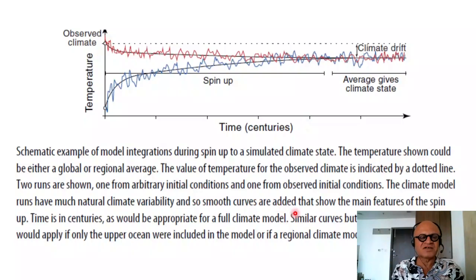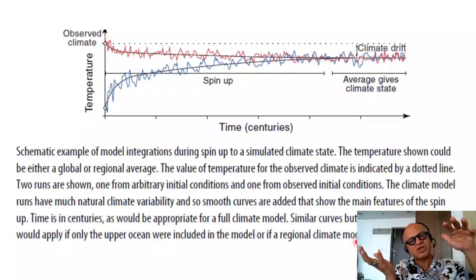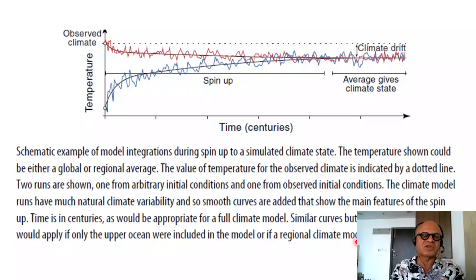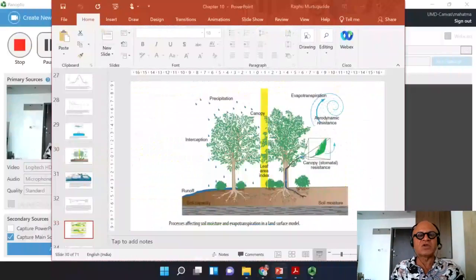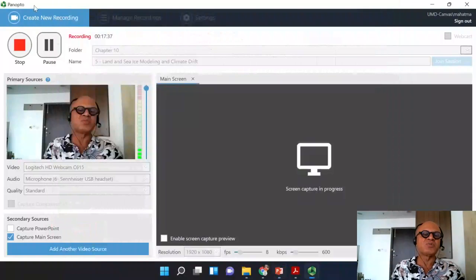So those are kind of details. Similar curves but with a faster time scale would apply if only the upper ocean were included in the model, or if a regional climate model were used. So many times you may compromise and use only the upper ocean to simplify the integration, to speed up the integration, and so on. So all those are strategies which depend on what the goal of the simulation is. If the goal is future projections, then obviously you cannot ignore the deeper ocean at all. Okay, so let's leave this here for now.